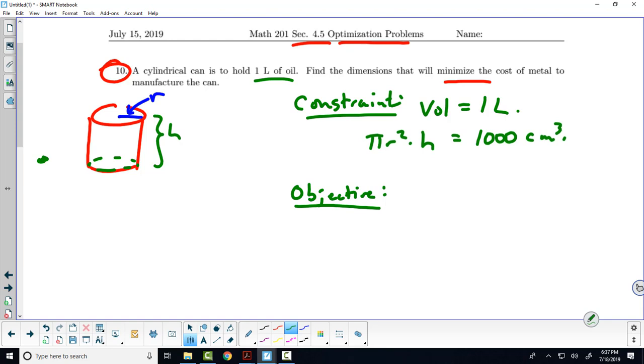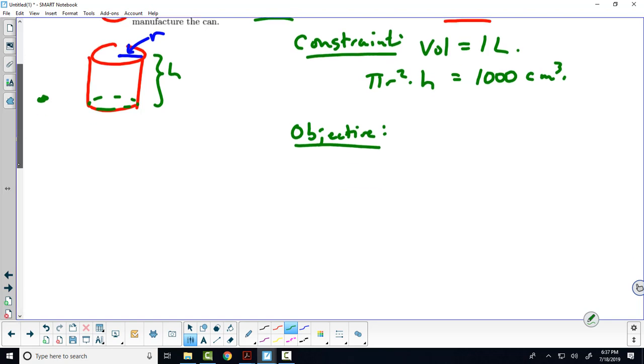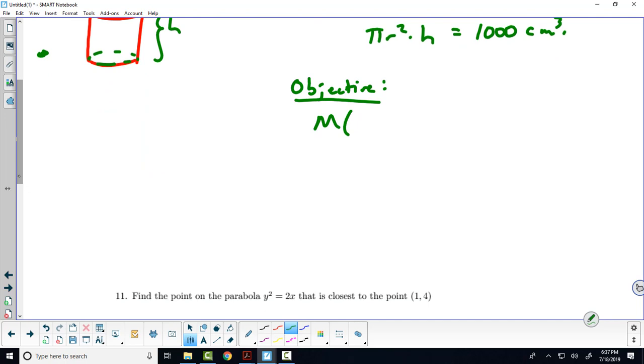Okay? So what did I say? For the material, which will be a function of both r and h, I want one circle right here that I'm going to cut out and glue to the top, right? That circle can be described by just the radius, right? And then I want one for the bottom, right?